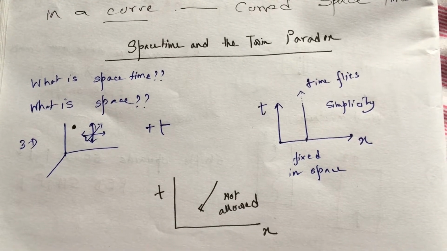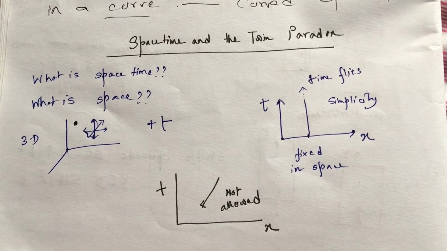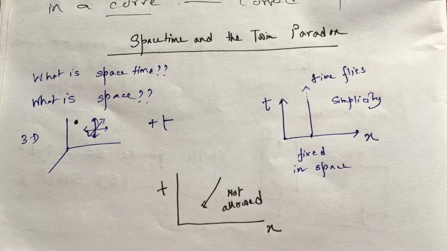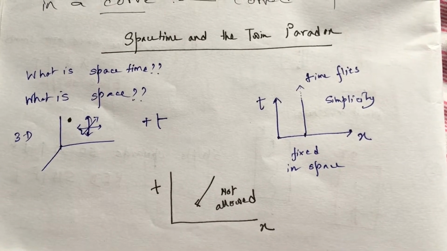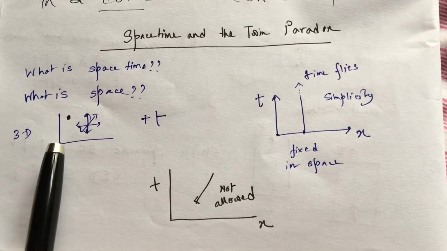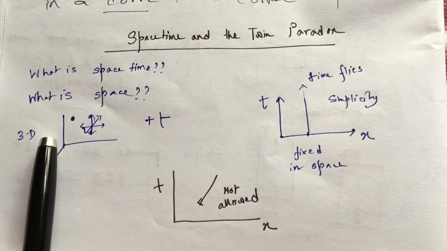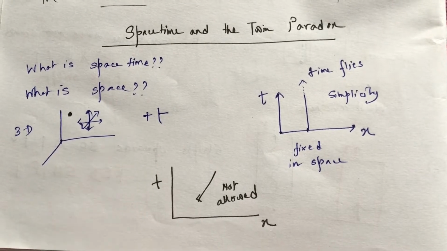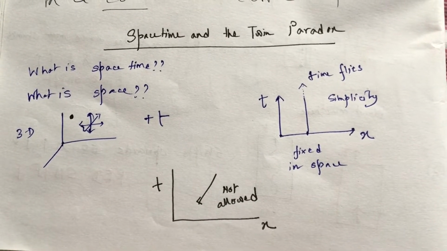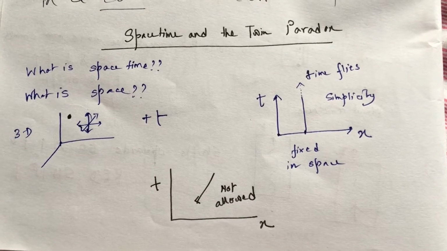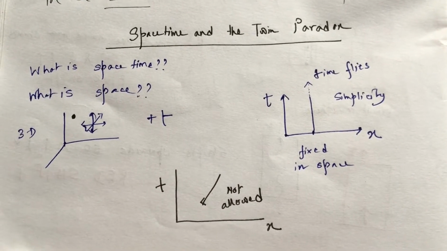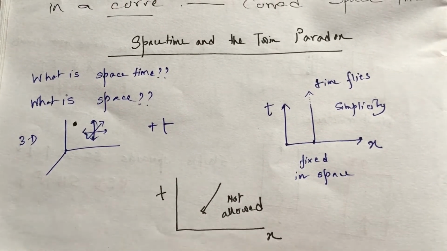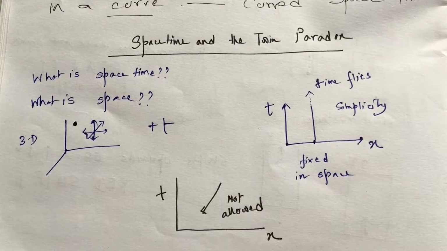Now we will discuss space-time and the twin paradox. But what is space-time? What is space? So far, we are familiar with 3D space, x, y, z, and plus time. So, we are in four-dimensional space-time. In order to see the 3D along the corners of our room is quite easy, but the dimension of time is what we cannot see.